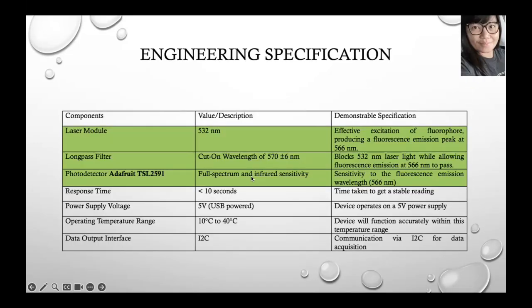For engineering specifications, our top three, we have a laser module that has a 532 nanometer wavelength. This is effective for excitation of the fluorophore, producing a fluorescence emission peak at 566 nanometers. We also have the long pass filter that has a cut-on wavelength of 570 with a bandwidth of 6 nanometers. It blocks the 532 nanometer laser light while allowing fluorescence emission at 566 to pass.